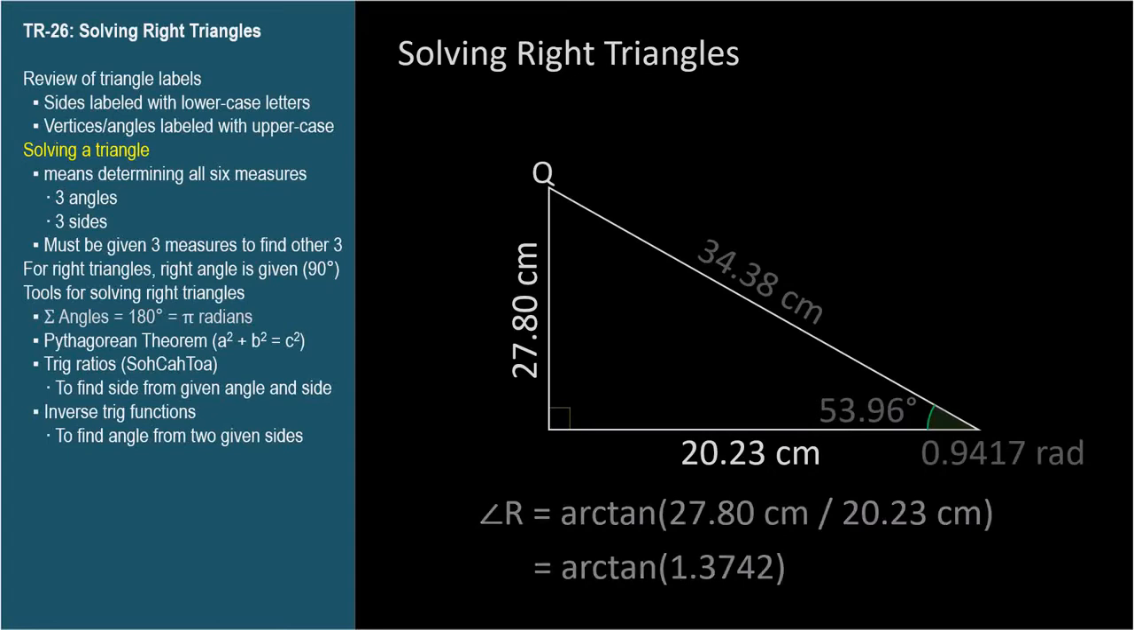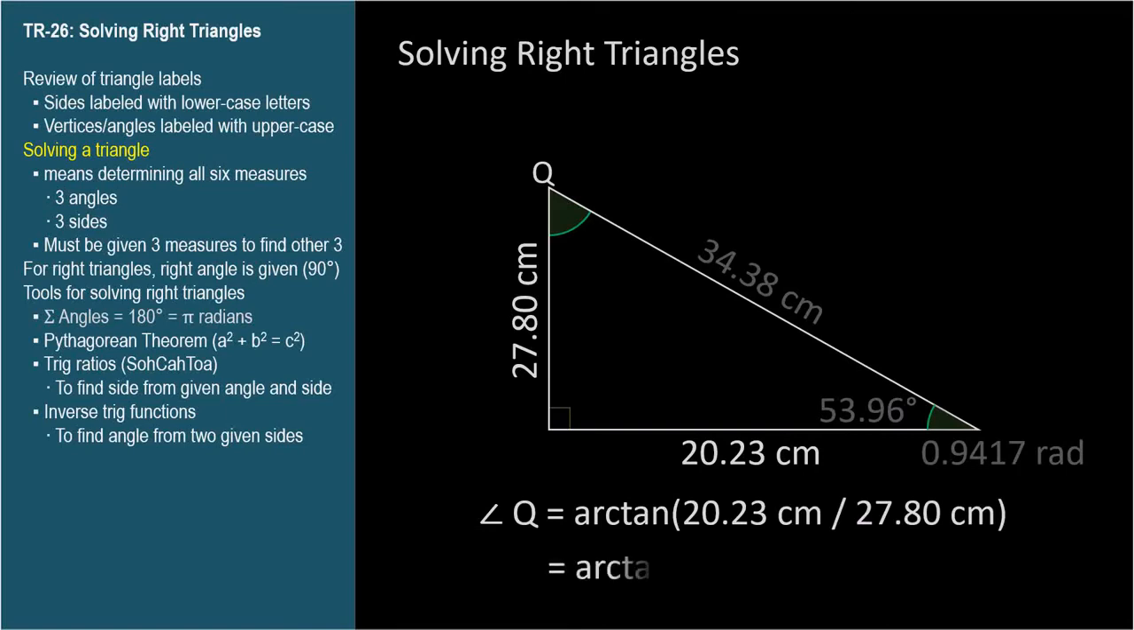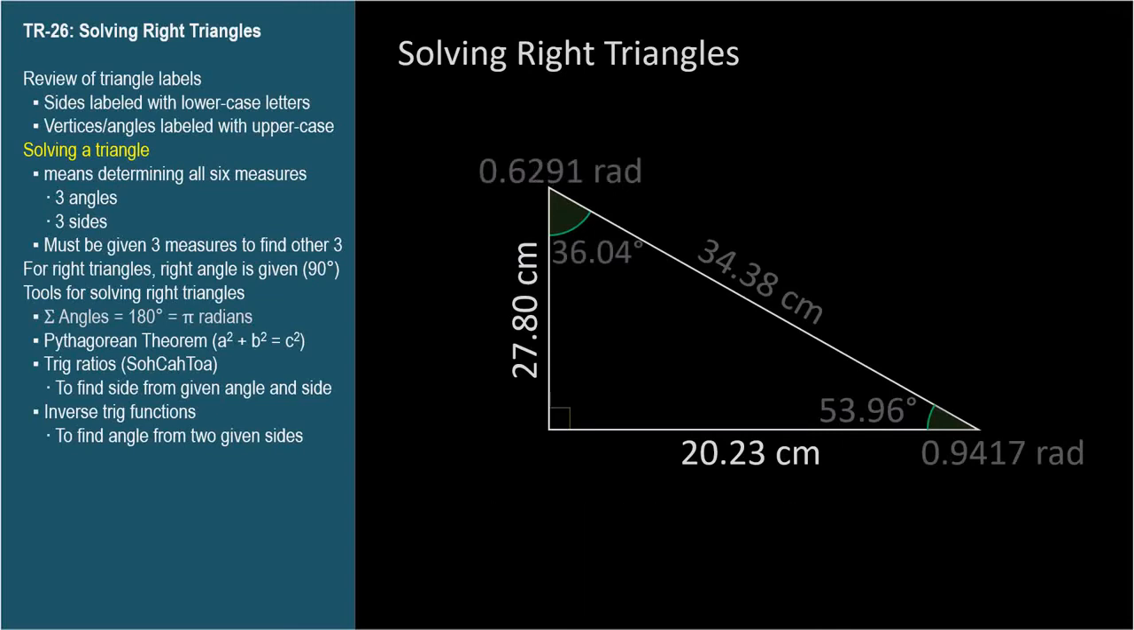Angle Q is the angle whose tangent is 20.23 over 27.80. The opposite and adjacent switch roles. Evaluating with a calculator yields 0.6291 radians, or 36.04 degrees. Ordinarily, you would not label an angle with both degrees and radians. I'm showing both in case you want to follow along and check your work.